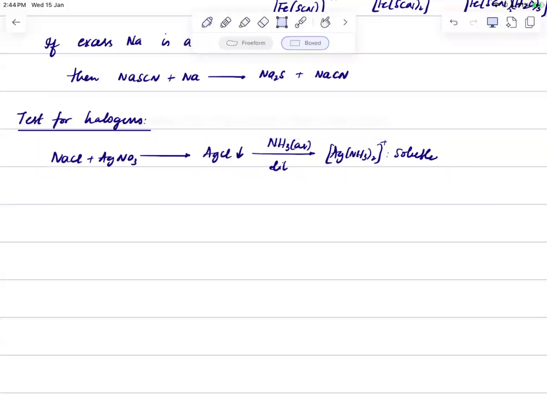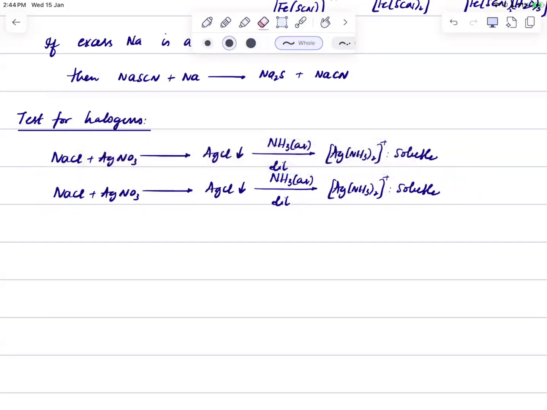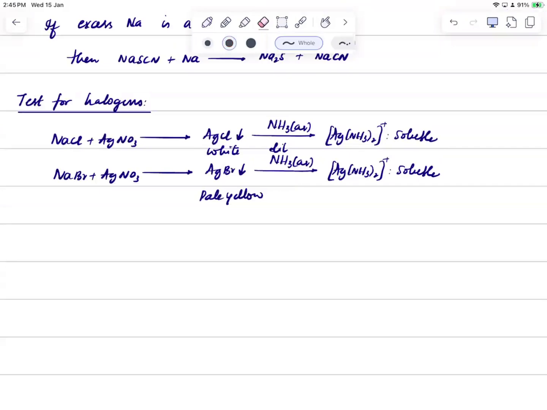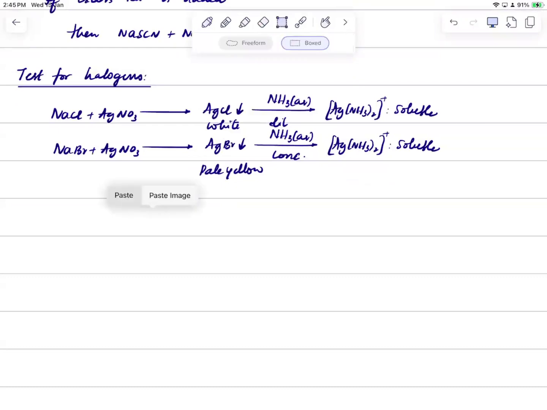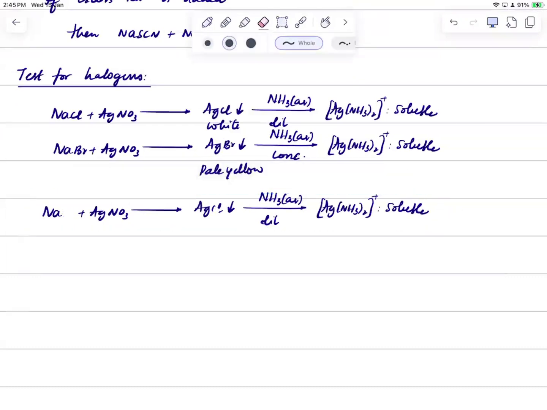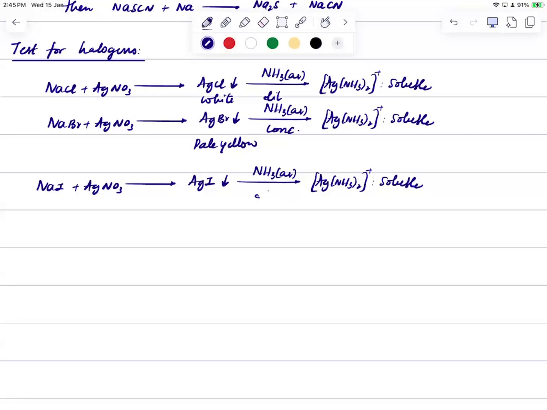While if the same is done with Br minus, NaBr, in that case this will become AgBr precipitate. AgCl was white, and AgBr is pale yellow. And with ammonia, instead of dilute, you now need concentrated. Only in concentrated ammonia will it get dissolved. Next, if you have NaI here, then this will become AgI, and even with concentrated aqueous ammonia this will not get dissolved. So it remains insoluble. So that is the detection for iodine.